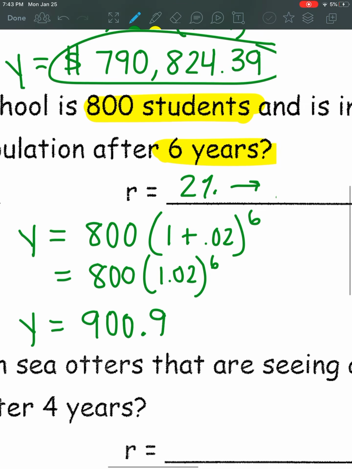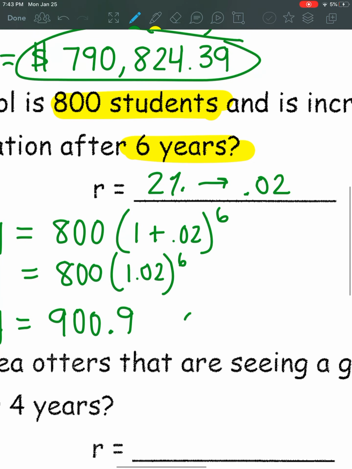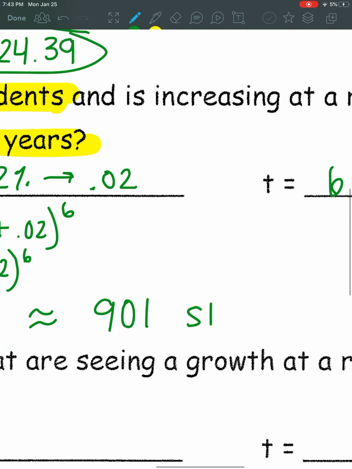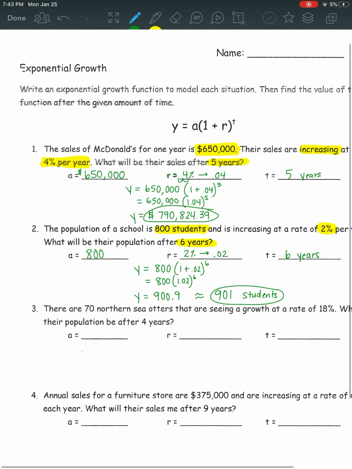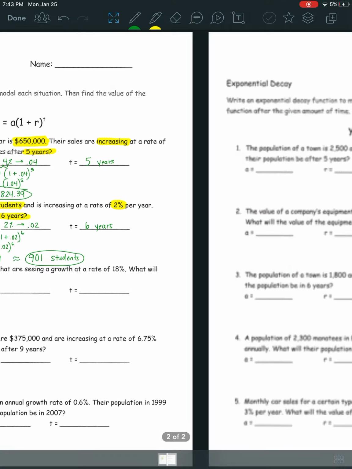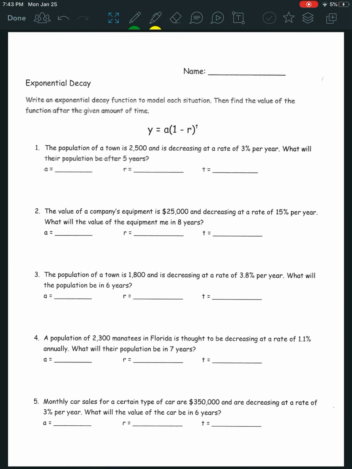Now, because this is representing students, it doesn't tell us where to round, so I would give you that answer. But I'm going to round it since we're talking about students. It'd be silly to have 0.9 of a person. So I'm going to say 901 students. And I showed approximately with that wavy equal sign to show I did round that. Okay? So I'm going to let you try the rest of those exponential growth problems.